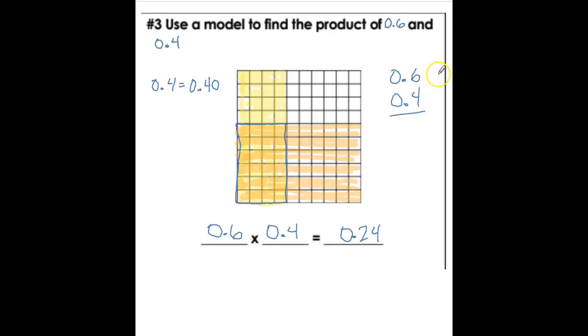I have 1 digit after the decimal on the top number, 1 digit after the decimal on the bottom number. I better have 2 digits after the decimal in my answer. 6 times 4 is 24. There we go, because these zeros aren't going to make any difference. 24 hundredths.